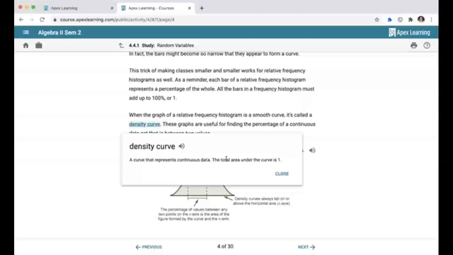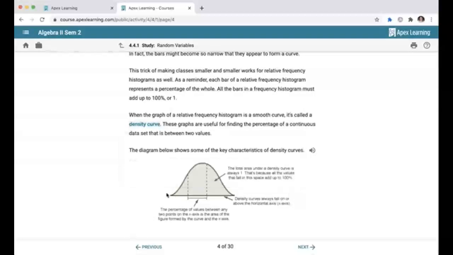Or 100%, okay? So the total area under our curve is equal to 1. All right, so if we look at some characteristics here, the percentage of the values between any two points is the area underneath that curve, right? So we would look at our area under the curve, and that's going to give us our percentage of that happening, right?